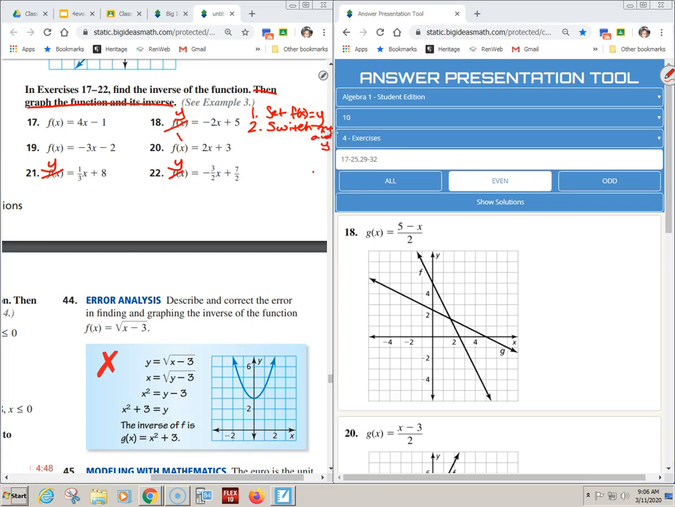Okay, so that would be x equals, keep going, Kayla. Okay, and what's step 3? Once we've set the y for the f of x, we've switched the x and y, then?